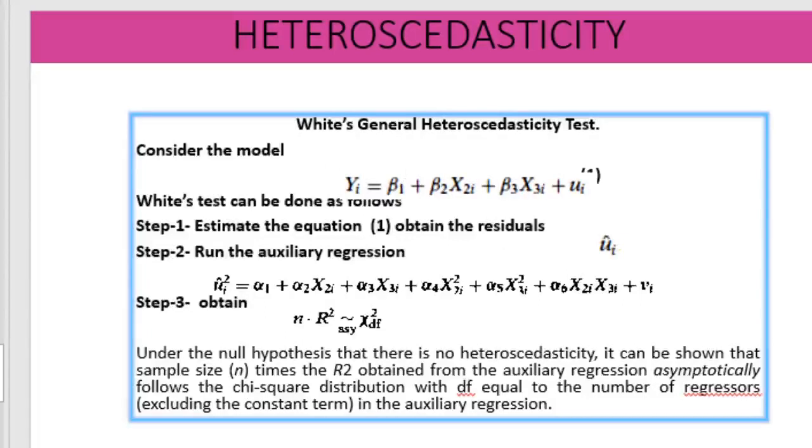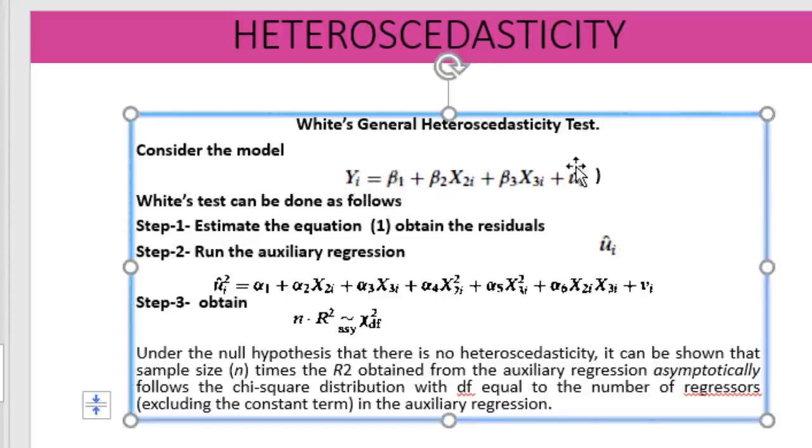In the Goldfeld-Quandt test, we have seen that it requires the reordering of the observations. The BPG test is sensitive to the normality assumption, but White's test is not sensitive to the normality assumption and is very easy to implement also. It can be explained as follows. Now consider the following three-variable regression model, that is, y equal to beta 1 plus beta 2 x2i plus beta 3 x3i plus ui. And White's test can be done as follows.